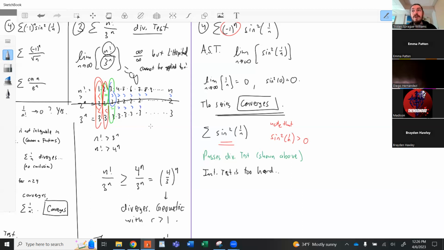So that leaves us with comparison or limit comparison. Any ideas regarding comparison or limit comparison? Was anybody able to find something that works? Do we have anything? Anybody find anything yesterday?